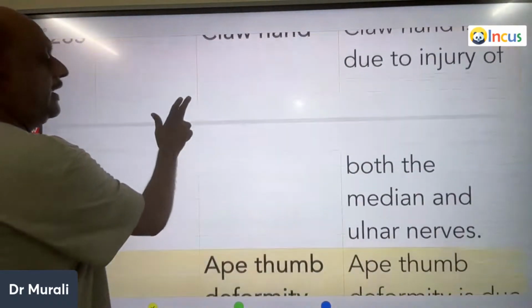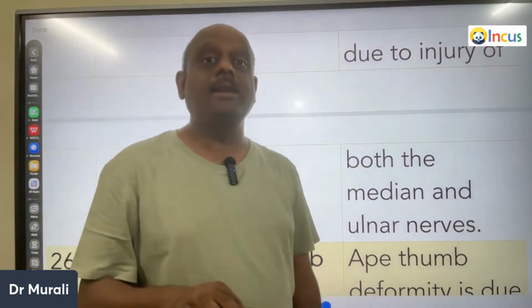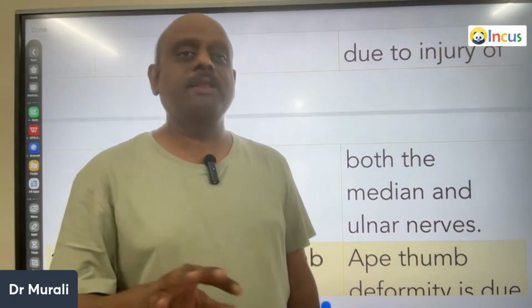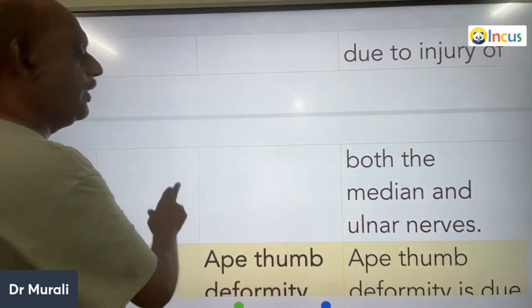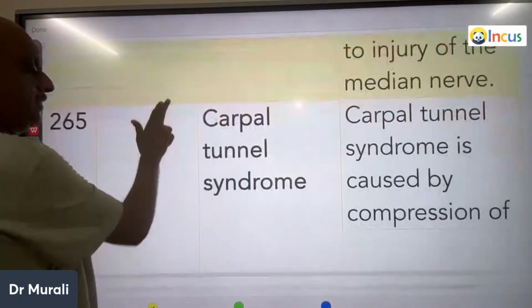And the claw hand is because of both the median and also ulnar nerve injuries. Any of them can lead to the development of the clawing of the hand. A thumb deformity is due to the median nerve injury.